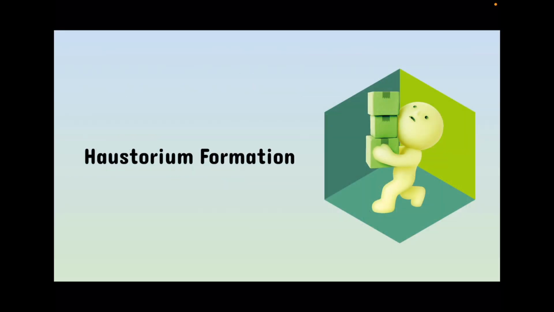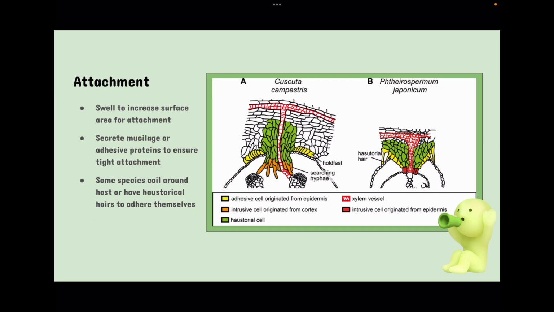Haustorium formation. After the plant germinates, it begins to attach itself to the host. It first swells up to maximize surface area with the host, then it secretes mucin or adhesive proteins to attach itself. Some species coil around its host or have helical hairs to attach itself. On the diagram to the right, you can see how the plant attaches itself to the host.